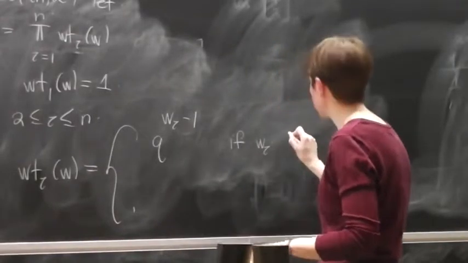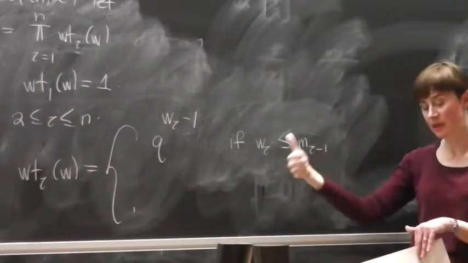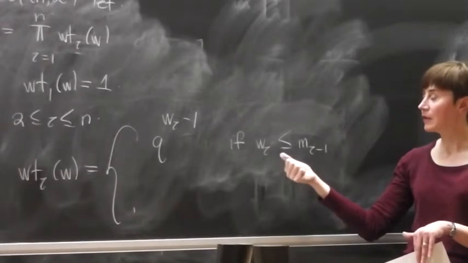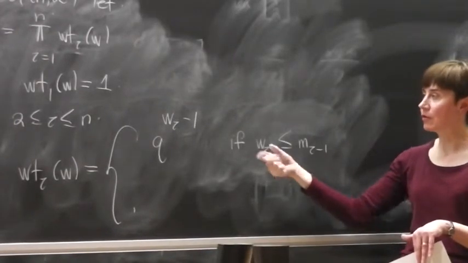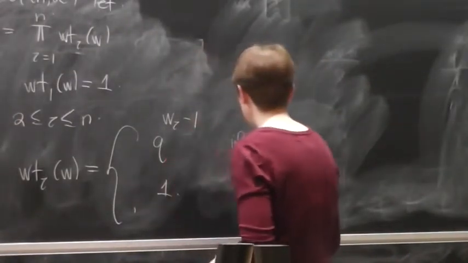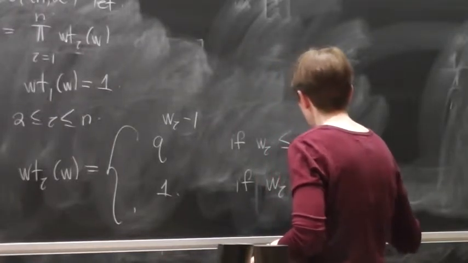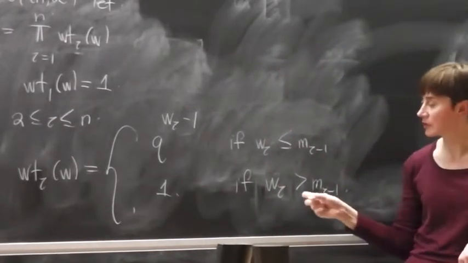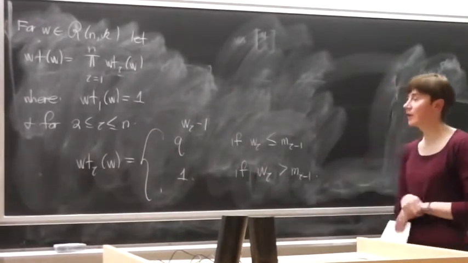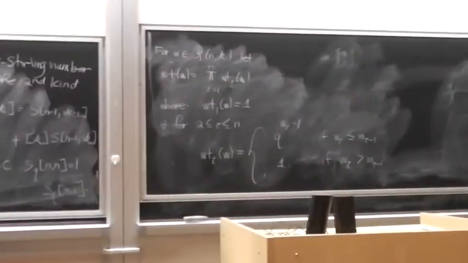...is less than or equal to m_{i-1}. So you're looking at the previous i minus 1 elements, and you're looking at what's the max. If you are at that max or below, we're going to count q to the w_i minus 1, and it's going to be 1 otherwise. So w_i is strictly greater than that. In fact, you actually know, because it's a restricted growth word, this actually has to be this value plus 1. So using this, we can actually generate the q-Stirling number of the second kind.